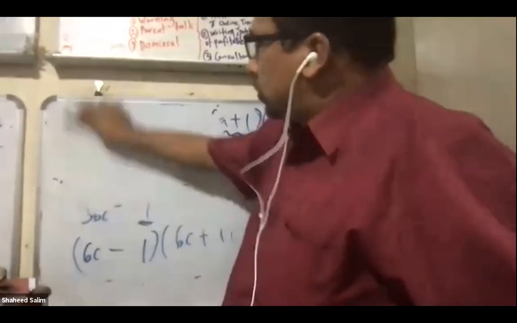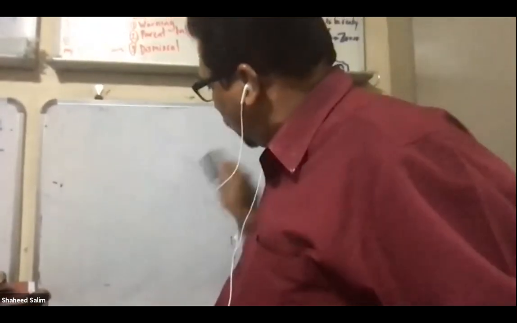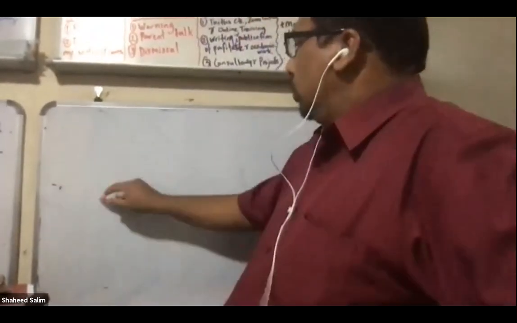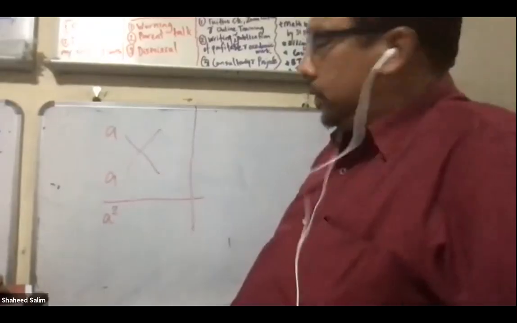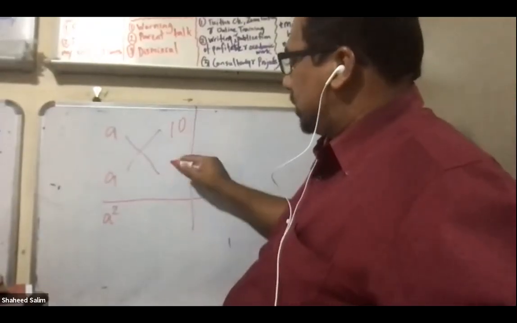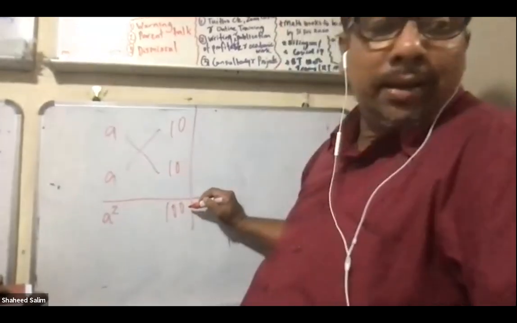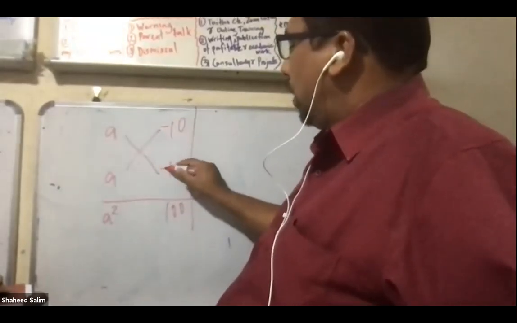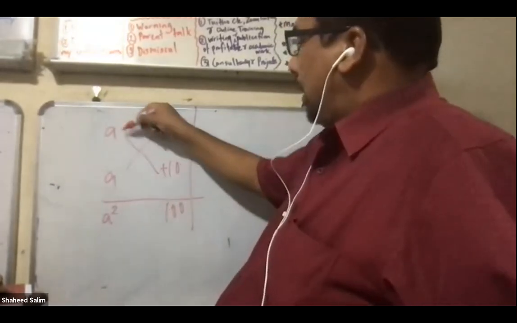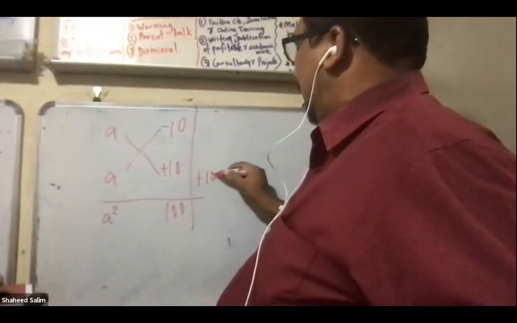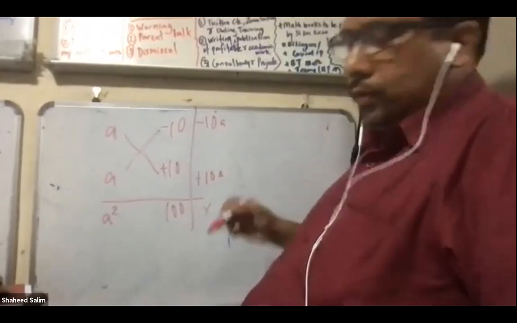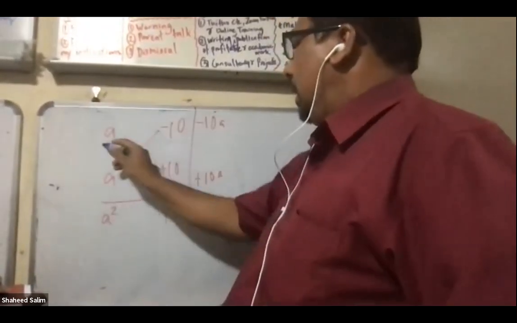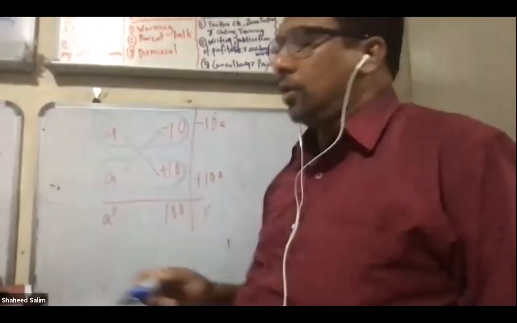But we can do it this way. If you can't see the pattern, no problem. You do your completing the square method. Now down here you have a times a equals a squared, right? And then 10 times 10 equals 100. But you want minus 100, right? So one got to be minus, one got to be plus. So you try a times plus 10 is plus 10a. A times minus 10, minus 10a. So this becomes 0. So what does it mean? It means a minus 10, a plus 10 is your factorized version.